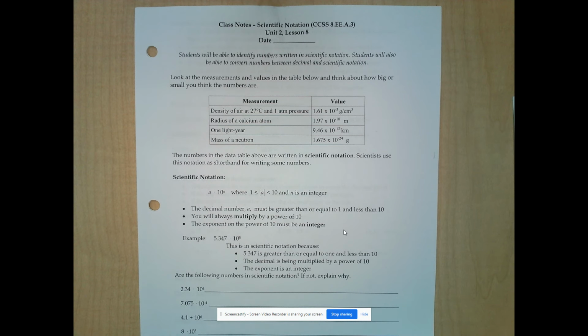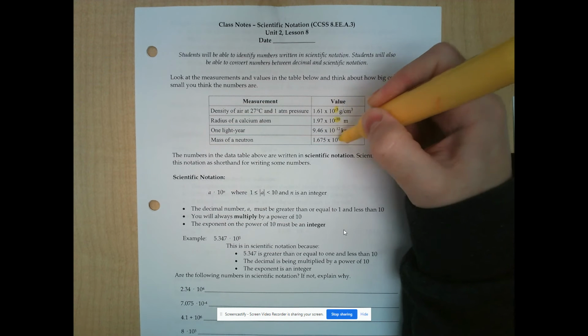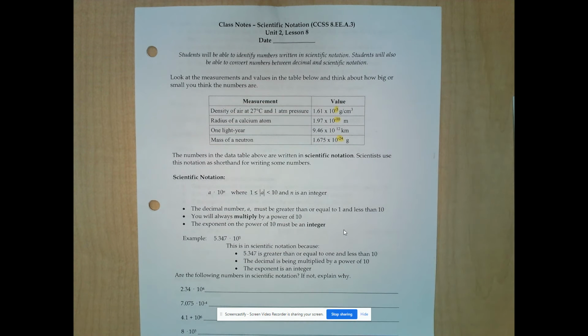It's a way to write very large or very small numbers without having to write out all the zeros. Can you guess which ones are the small ones? Well, the small ones have a negative exponent on the 10, where the large ones have a positive exponent.